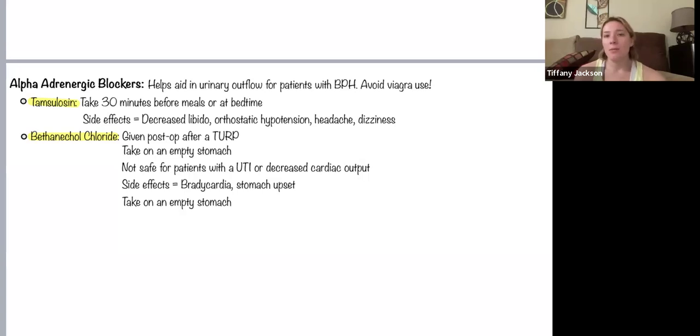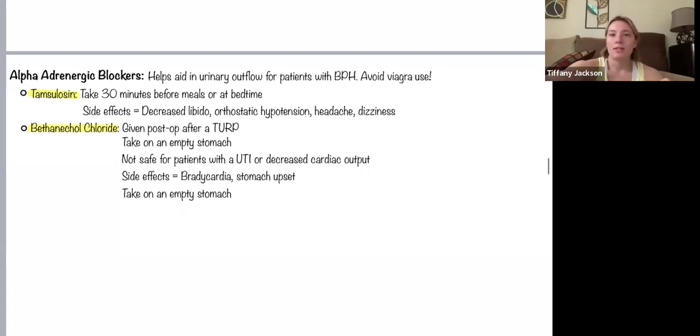Up next, we have our bethanechol chloride. This is given for patients after having a TURP procedure, transurethral resection of the prostate. It's important we give this medication on an empty stomach. It can cause some bradycardia.